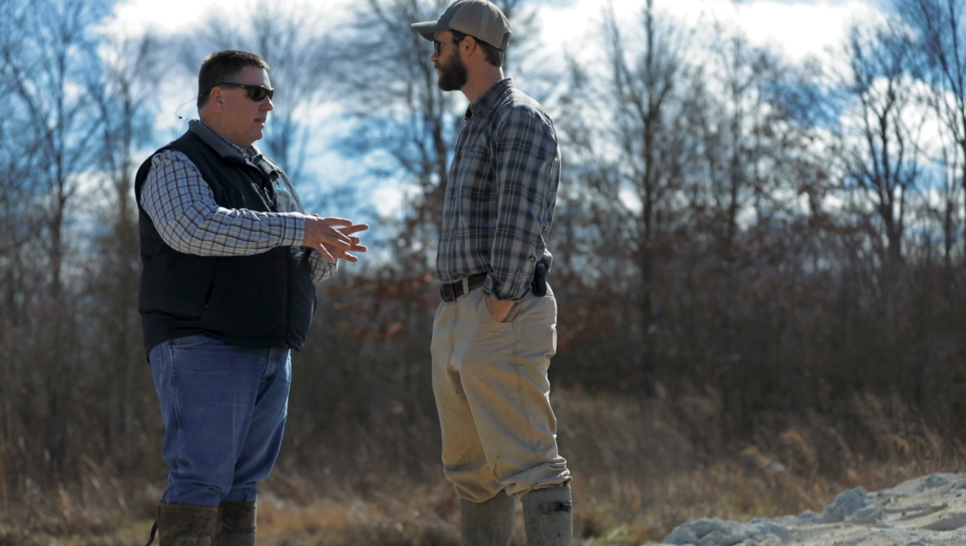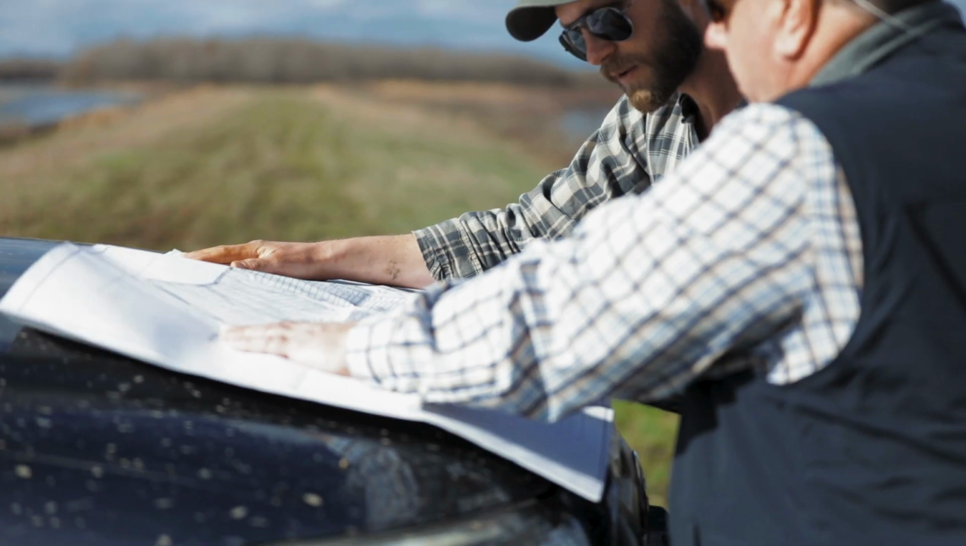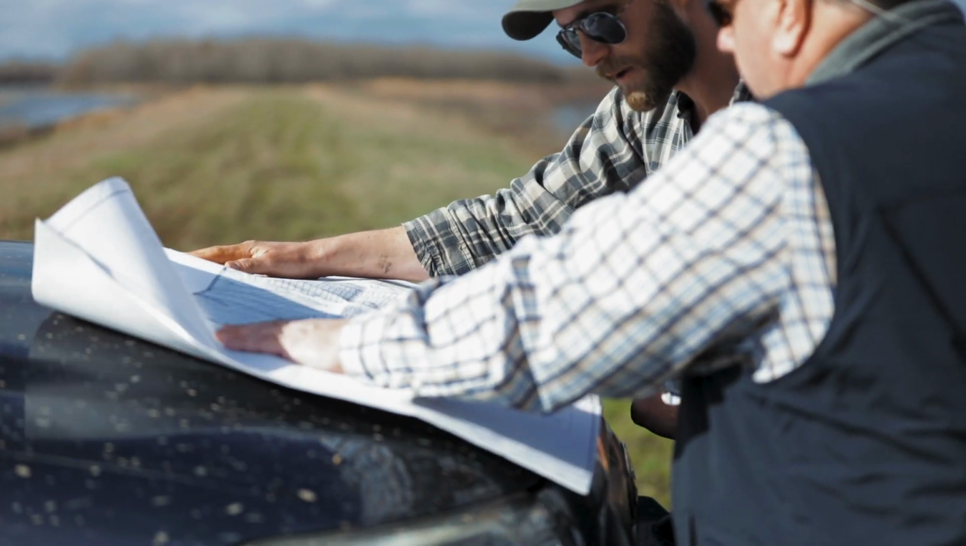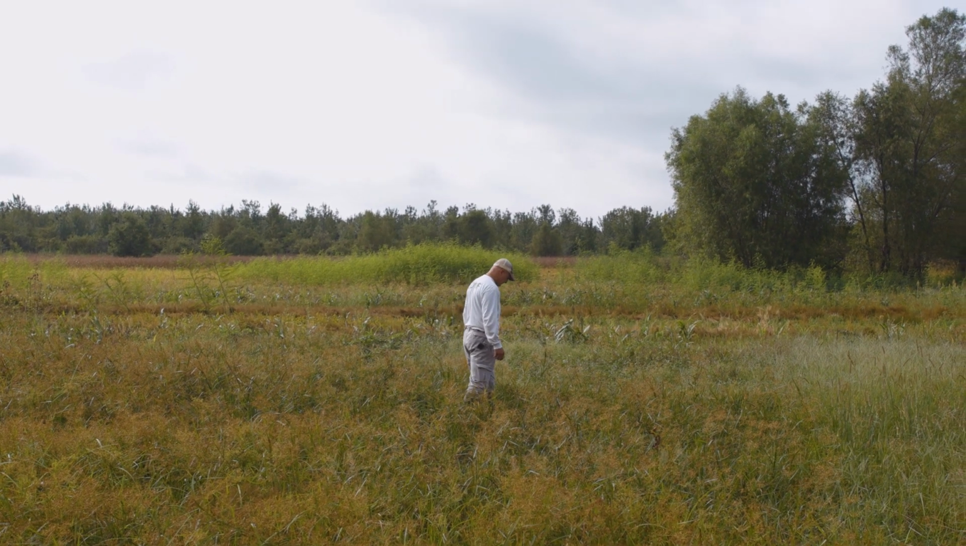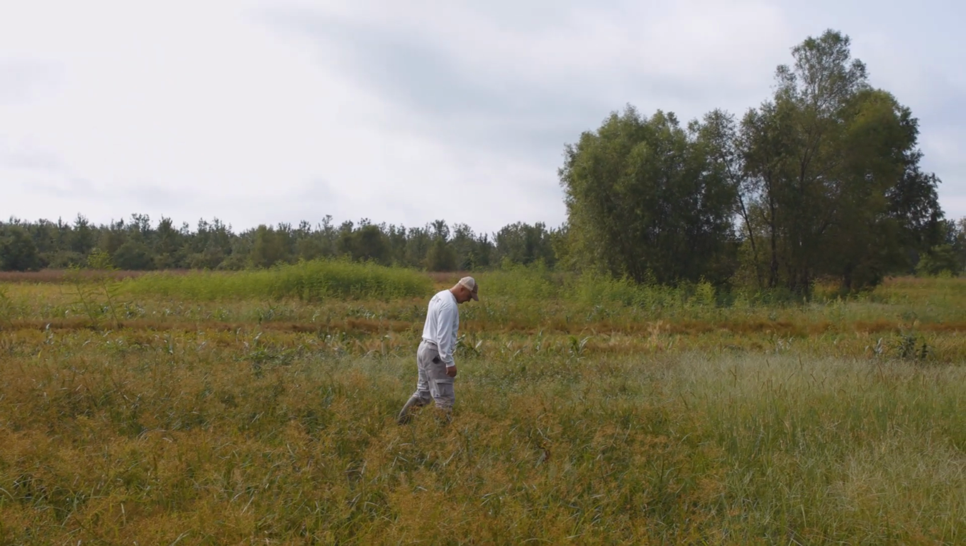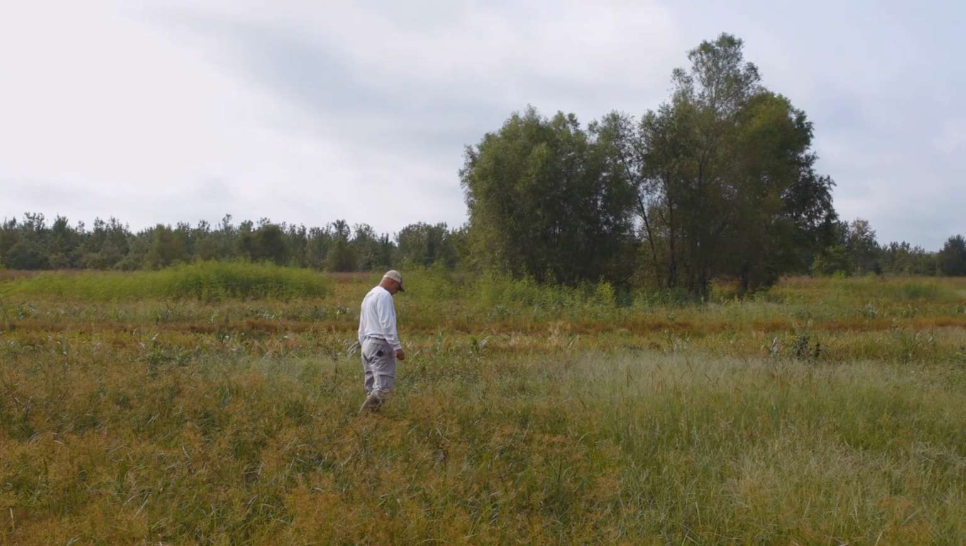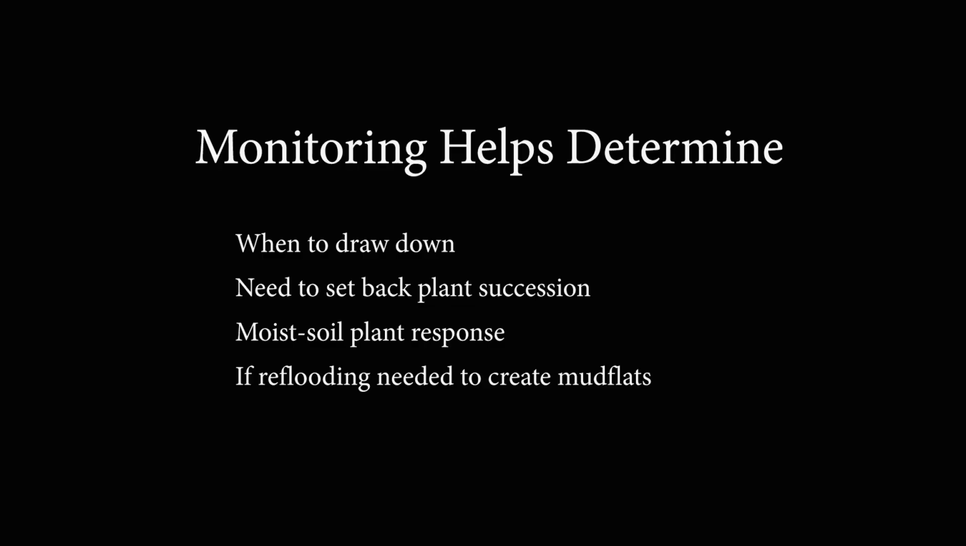Proper planning and management are necessary for successful moist soil impoundments. Each year, habitat conditions must be assessed at the end of winter and regularly throughout the growing season. Monitoring helps determine when to initiate a drawdown, whether plant succession needs to be set back, how well moist soil plants are responding to a management action, and whether reflooding is needed to create desirable mudflat conditions.